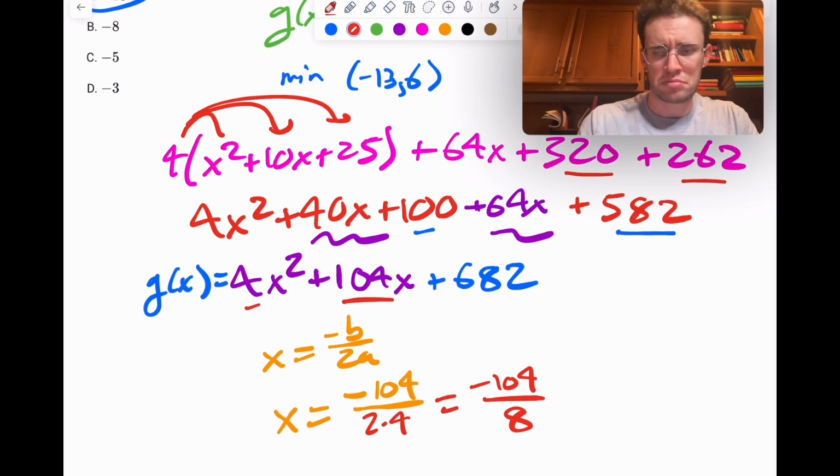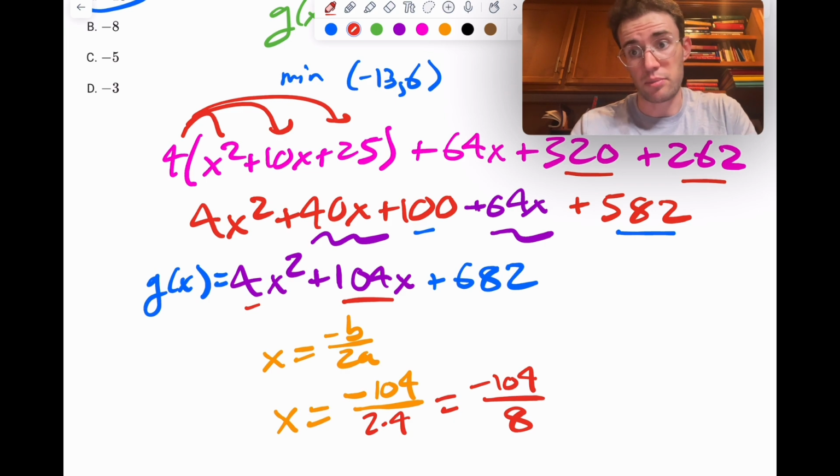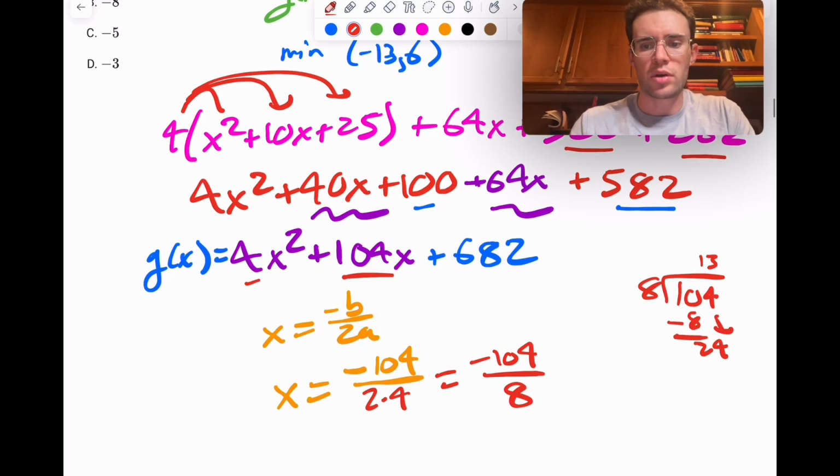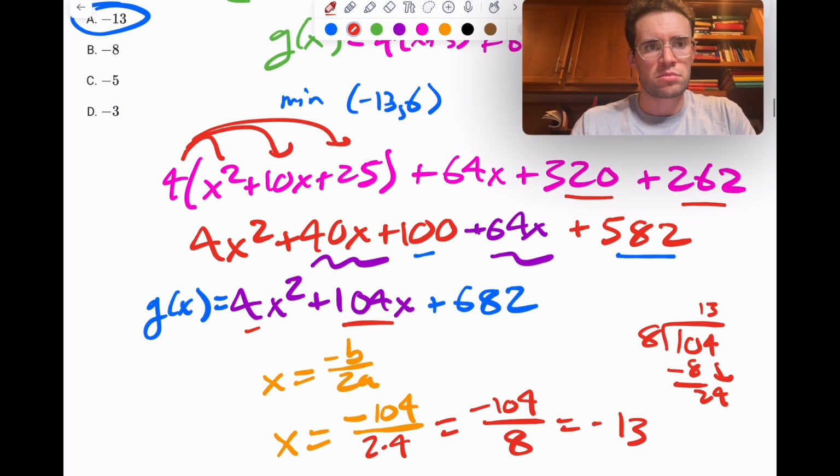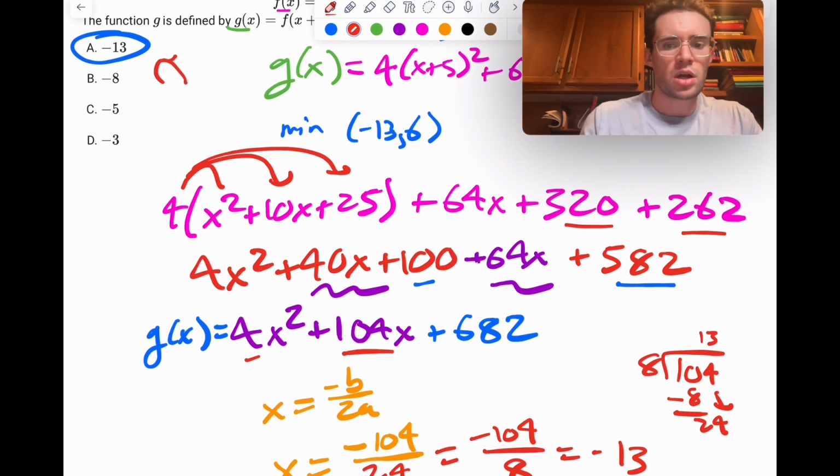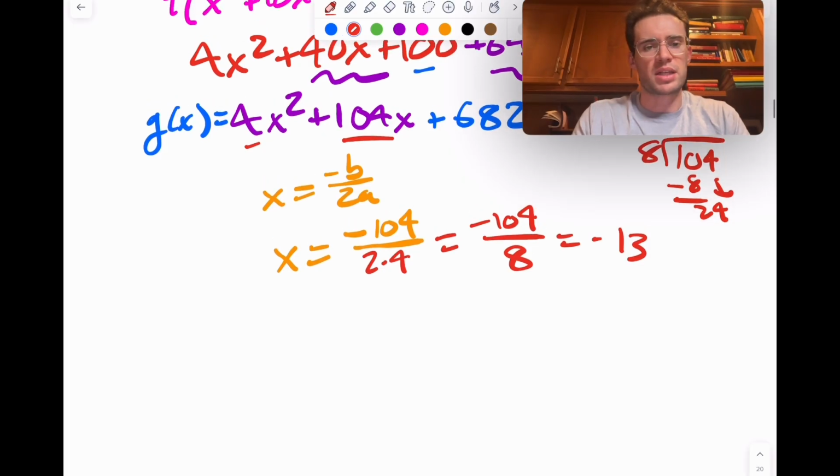And what will that be? I don't know off the top of my head. I guess 8 times 12 is 96, so this is 8 more than that. So 8 times 13, I guess. And we can just verify that. 104 divided by 8, that goes in like that. And yeah, that's 13. All right, so this would be negative 13, which is what we had. Okay, so negative b over 2a was definitely the best method there.